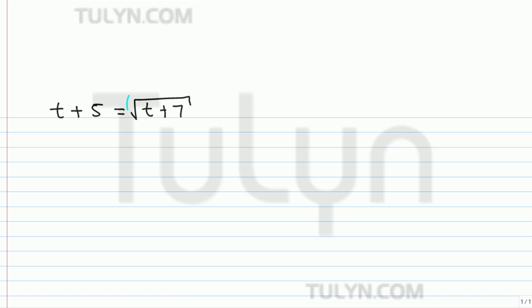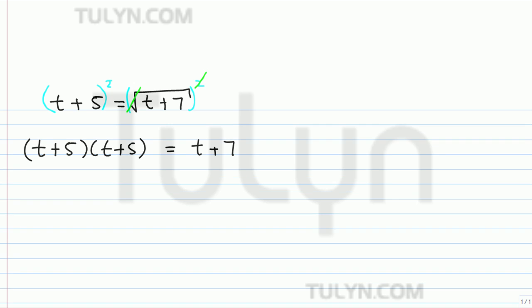So now we should square both sides of the equation because we have that square root there and we want to cancel it out. So on the left, this is going to become t plus 5 times t plus 5, which we're going to FOIL in just a little bit. And then on the right, the square and the square root cancel out, so we're just left with what the radicand was. So we're left with t plus 7.